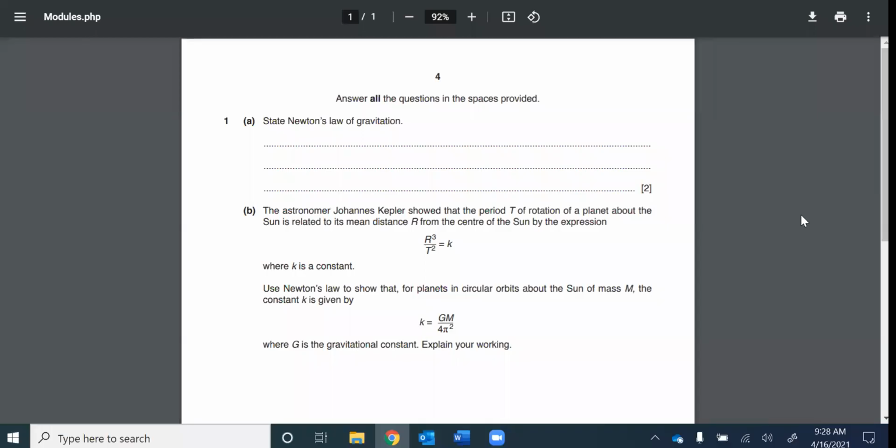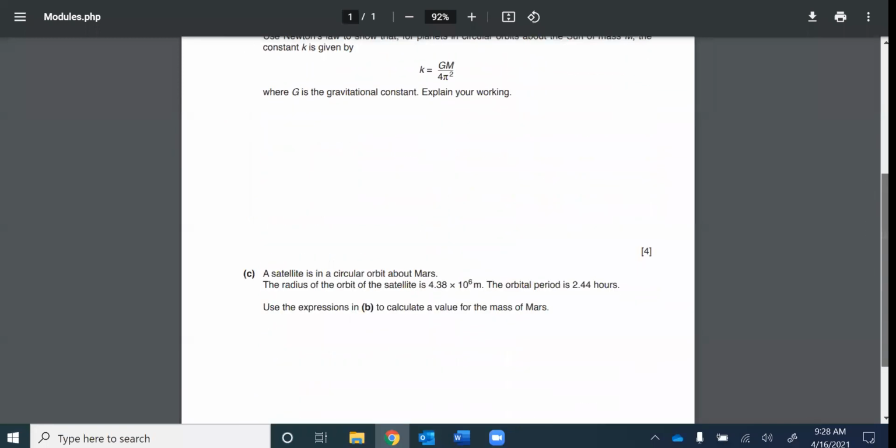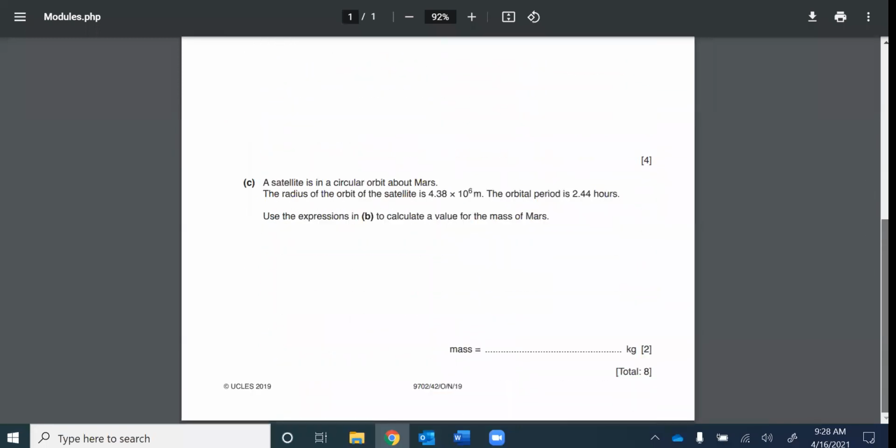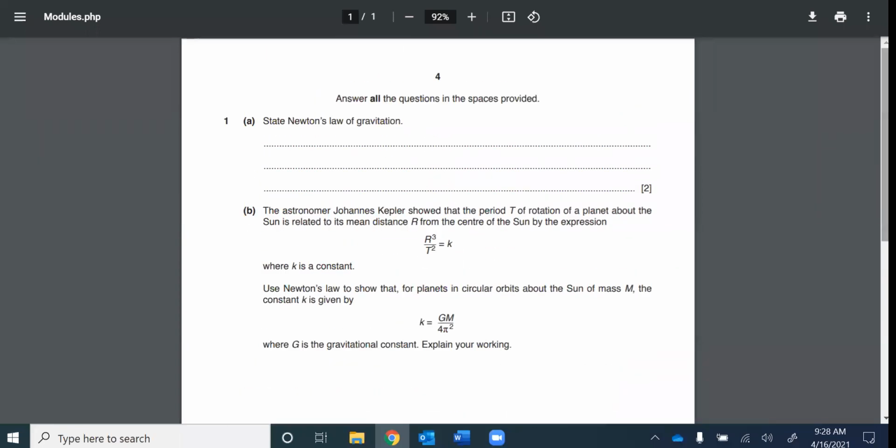Welcome. In this worked example, we'll be going through question 1 from paper 42 that was administered in October, November of 2019. Paper 42. State Newton's law of gravitation.